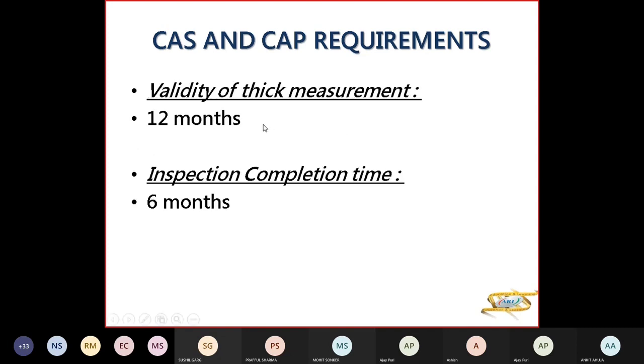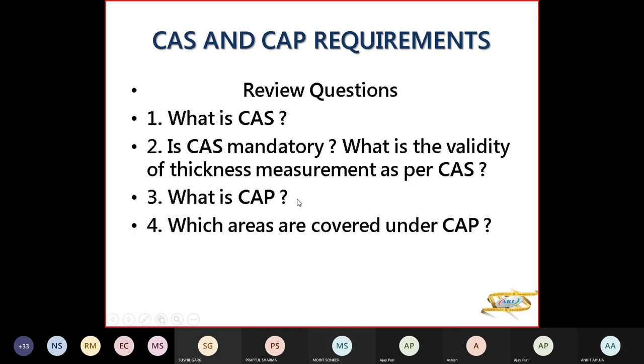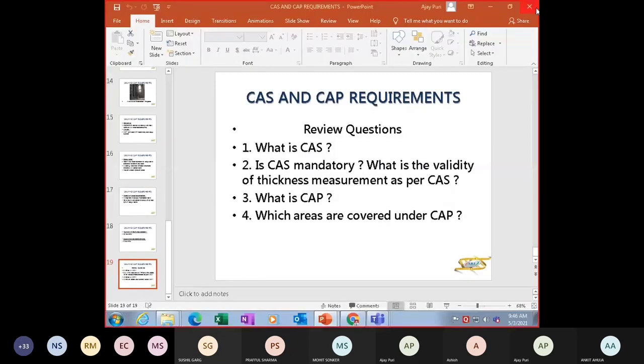So validity of thickness measurement is 12 months, inspection completion time 6 months. Now I'll take you through ESP.